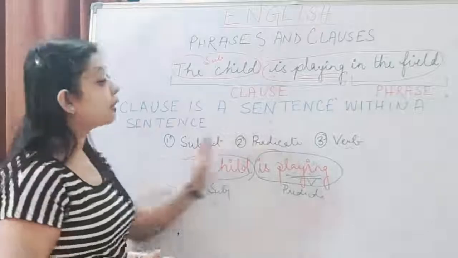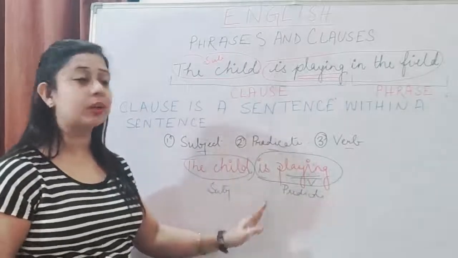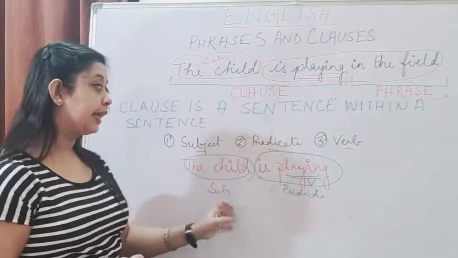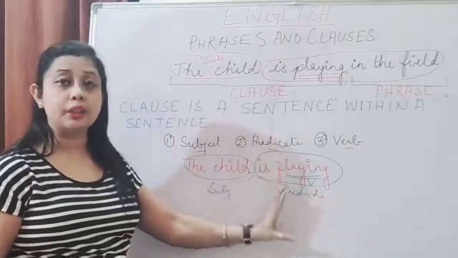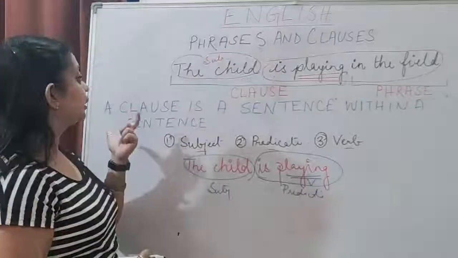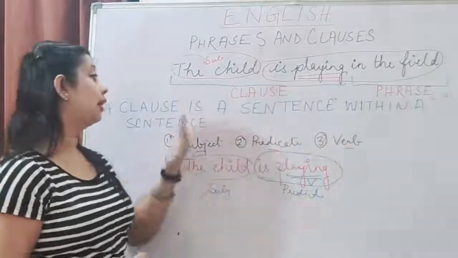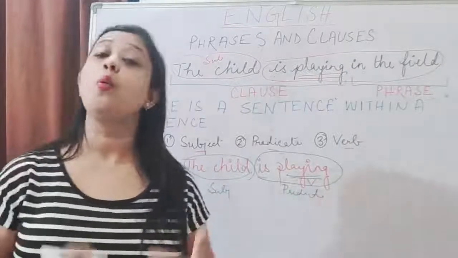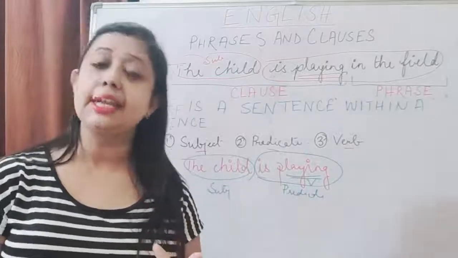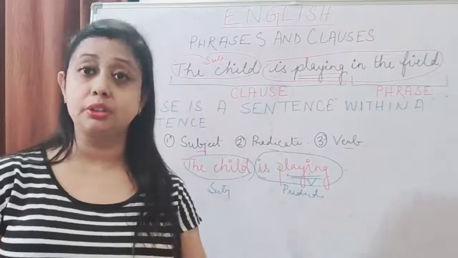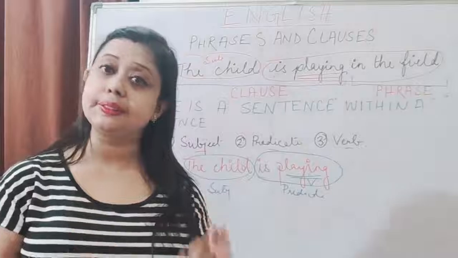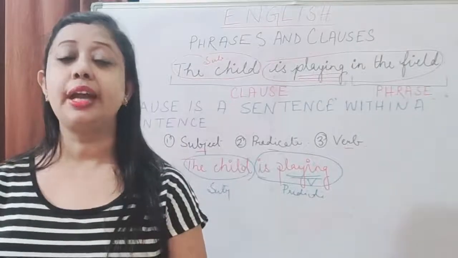And next, does it have a complete meaning? Can we understand what is being spoken? Yes, we can understand that the child is playing. Therefore, we see that this part that we call the clause has all the qualities of a sentence. Hence, we can say that a clause is a sentence within a sentence. So, it means that whenever we have a clause, it will always have a subject, a predicate, and a verb. So, these are the 3 important qualities of a sentence which we can find in a clause also.